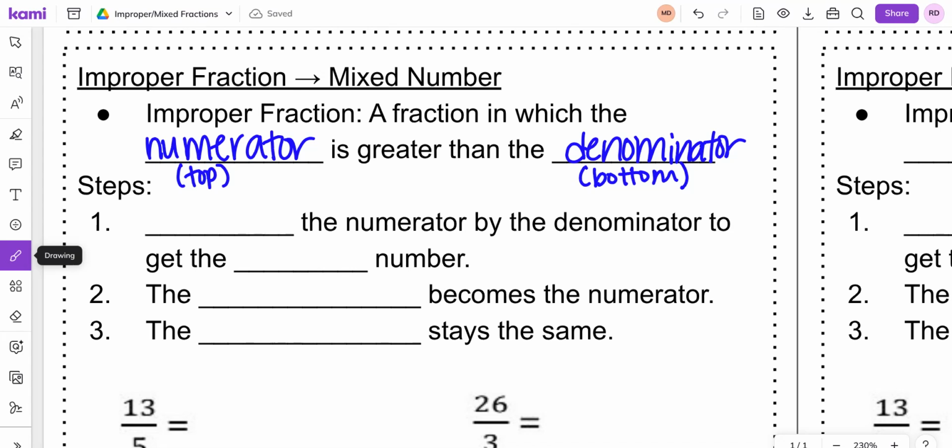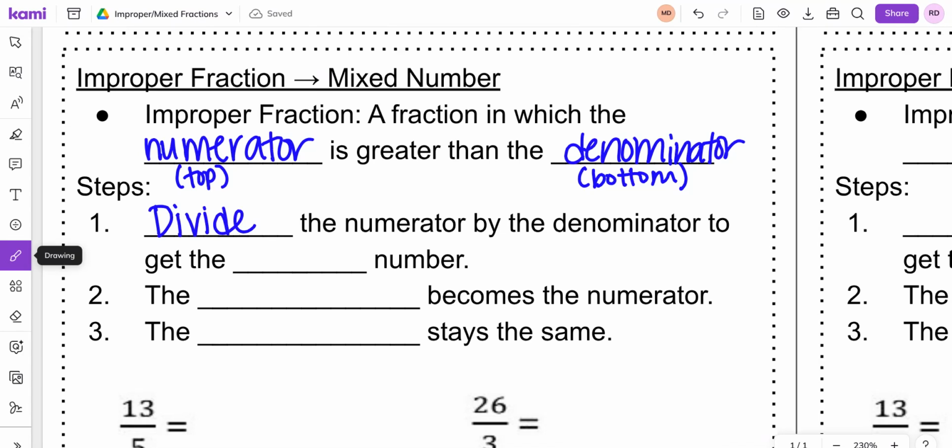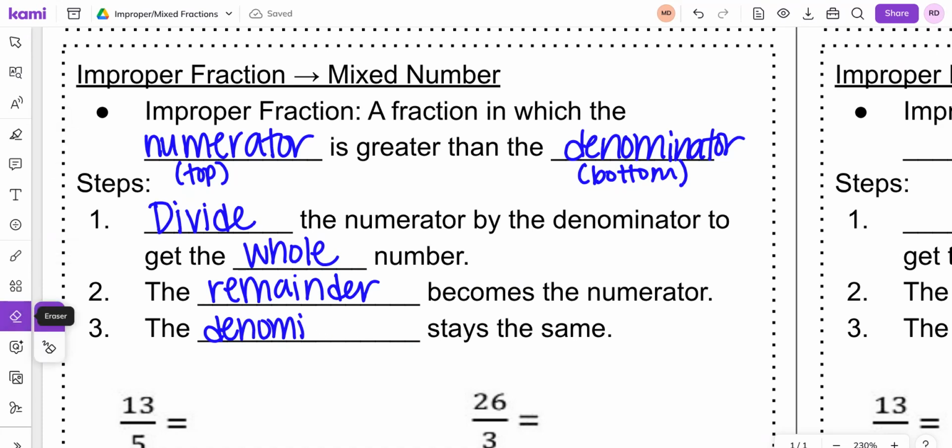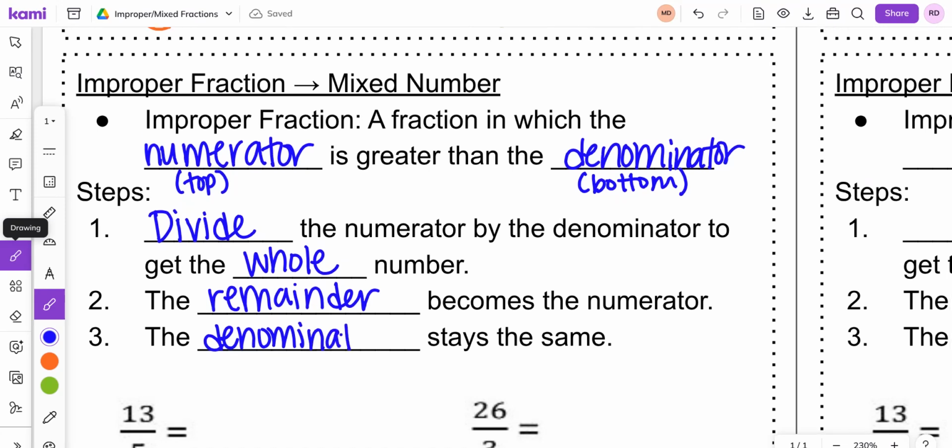To turn an improper fraction to a mixed number, we're also going to follow 3 steps. They're just in a different order. So step 1, we are going to divide the numerator by the denominator to get the whole number. The remainder, the part we can't divide all the way out, is going to become our numerator, or that number on the top. And again, our denominator is going to stay the same. Oh, I spelled that wrong. Denominator. All right.